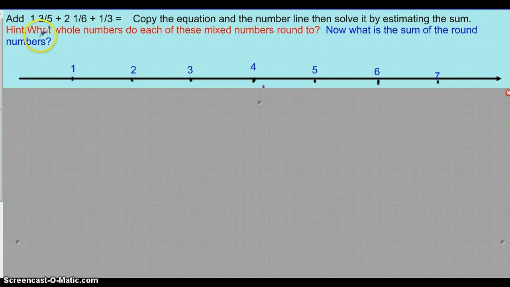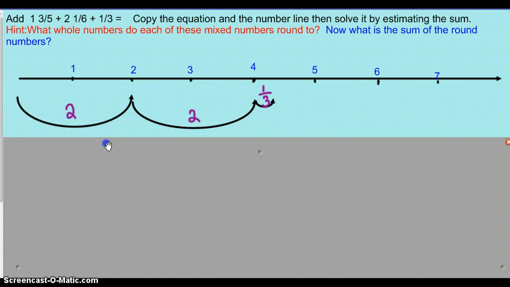Okay, first I want to add it mentally. 1 3/5. Well, I know that 5/5 is a whole, so that's really close to a whole. So I'm going to say 2 right here. 1 plus the 1. So 2 plus 2 and 1/6. 1/6 is really close to 2. So I'm going to say 2 plus 2 plus, I'm going to just go ahead and leave that as a third. So here's how I do it on the number line. I go 2 plus 2, and then I just add a little third. So that's my estimate.